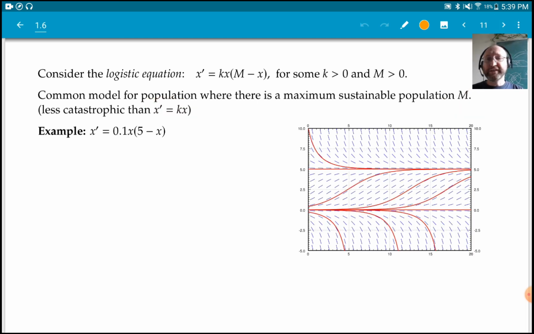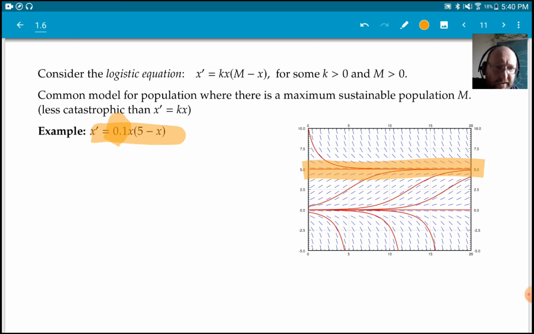All right. So here's an example. We have here the maximum sustainable population is 5. The k, the rate of growth, is 0.1. And this is what it looks like. So 5 is the maximum sustainable population, and we've plotted a couple of solutions, and also the slope field, of course.